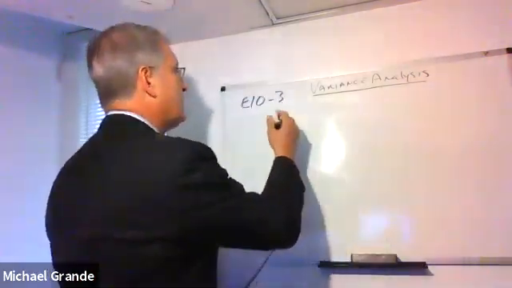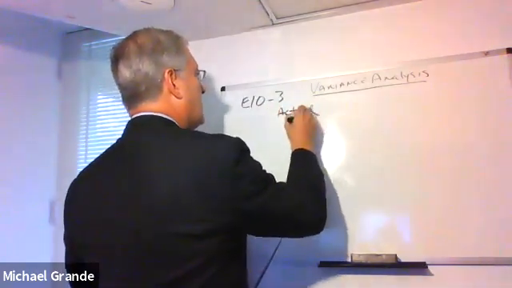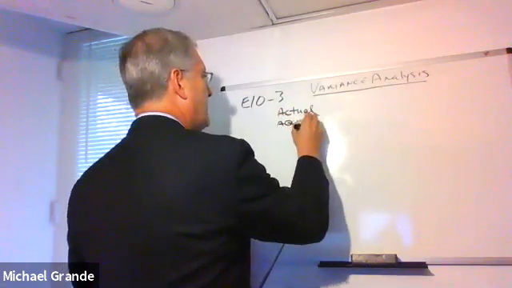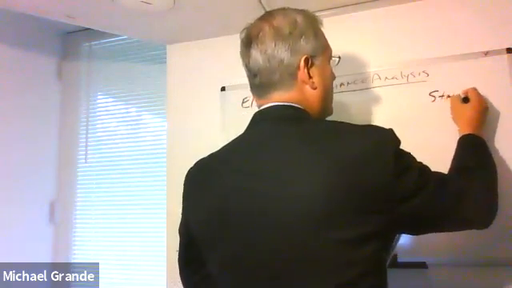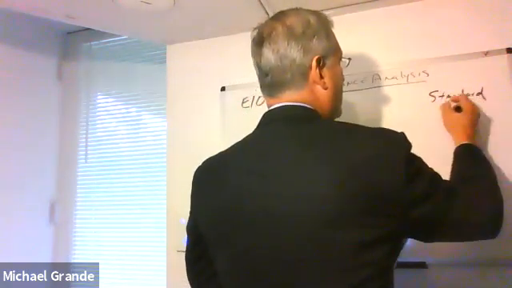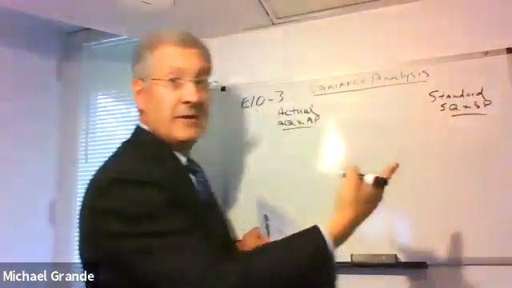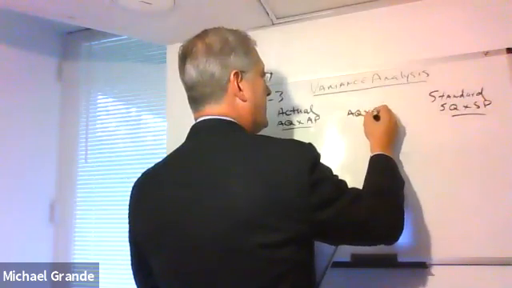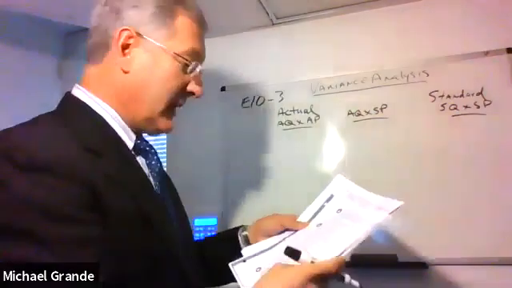And again, we're using the same format. Actual, AQ times AP; the standard, SQ times SP, and again, the standard is the flexible budget. In the middle here, we've got AQ times SP. So let's work with the actual side first.